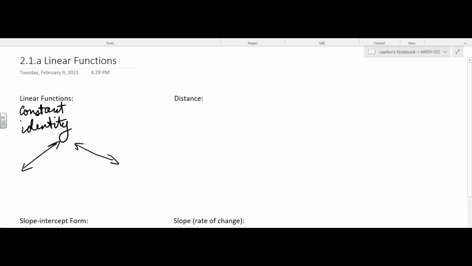Okay, so an example of where we might apply a linear function is, we're going to look at the example of distance. So the distance that you travel is based on your rate, how fast you're going, times time. So we have a formula in math that says distance equals rate times time, okay? So if you're traveling 60 miles an hour and you drive for 5 hours, you will have gone 300 miles.